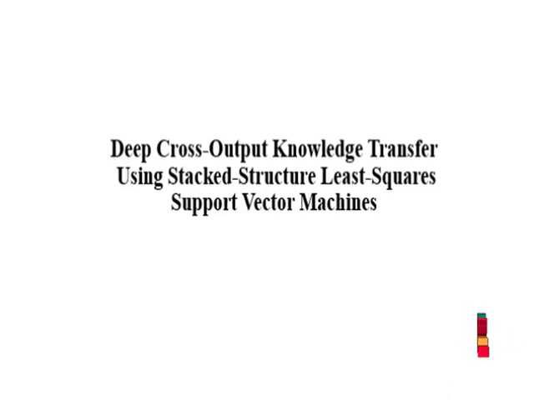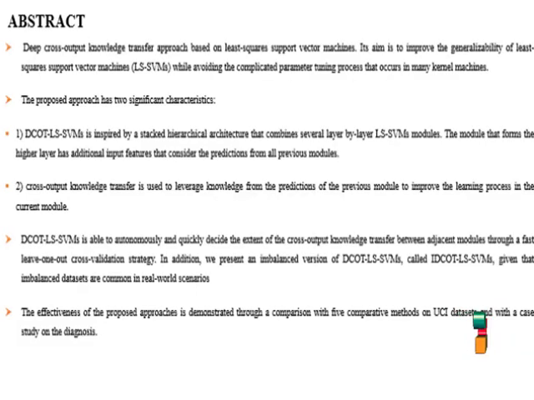Deep cross output knowledge transfer using stacked structure least square support vector machines. Next we discuss the abstract. Deep cross output knowledge transfer approach based on least square support vector machines. It aims to improve the generalizability of least square support vector machines while avoiding the complicated parameter tuning process that occurs in many kernel machines.